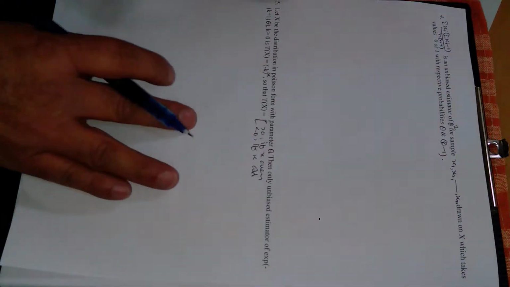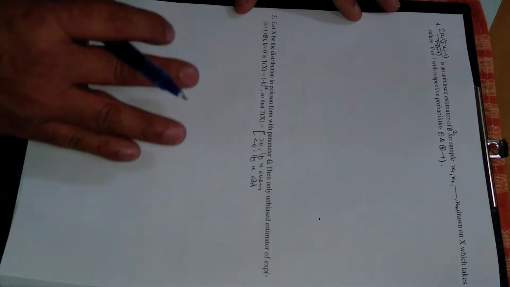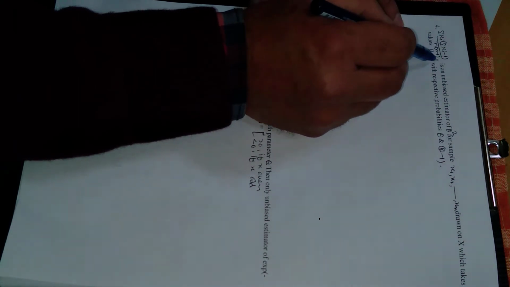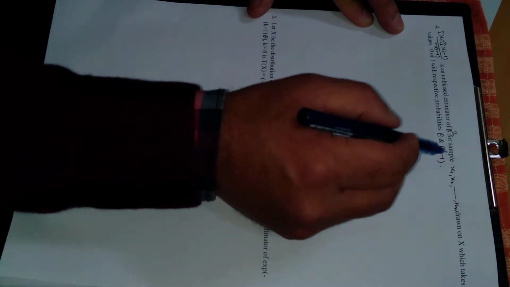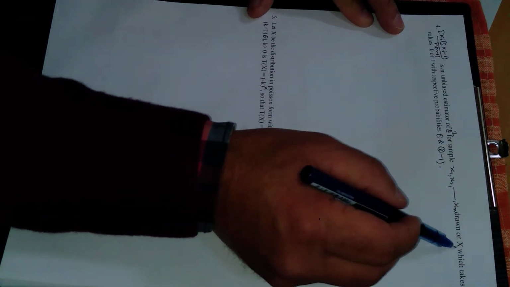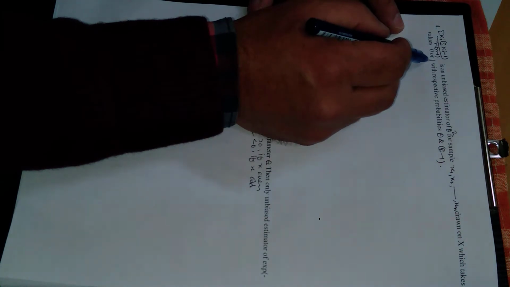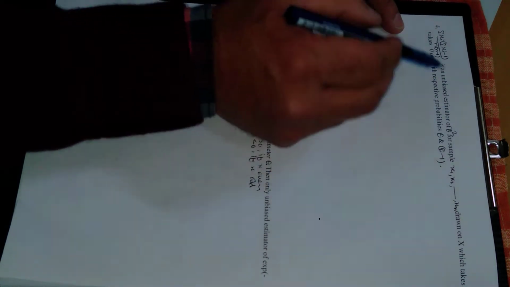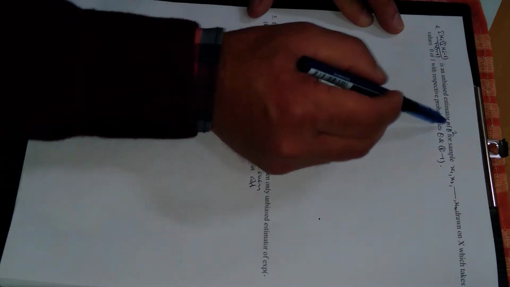Now come to example number 4. Example number 4 is: summation xi minus 1 upon n minus 1 is an unbiased estimator of theta square for a sample of size n. This is drawn on capital X, which takes value 0 or 1 with respective probabilities theta and 1 minus theta. We have to show this is an unbiased estimator of theta square, means expected value of this must be equal to theta square. First of all, let's see what is given.